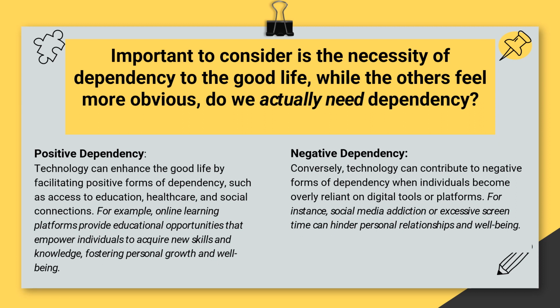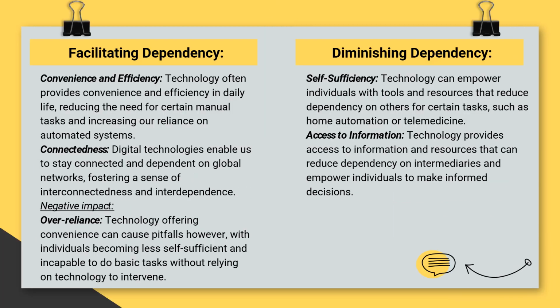When we think then about negative dependency, conversely, technology can contribute to negative forms of dependency when individuals become over-reliant on digital tools or platforms. So, for instance, social media addiction or excessive screen time can hinder personal relationships and well-being. So consider a little bit more overtly, our facilitating dependency, convenience, efficiency, providing these things in our daily life, reducing the need for certain manual tasks, increasing our reliance on automated systems. It also works about connectedness, so digital technologies enabling us to stay connected and dependent on global networks, fostering a sense of interconnectedness and interdependentness.